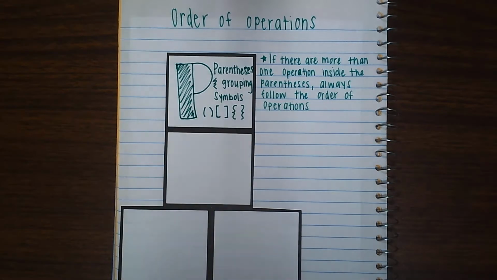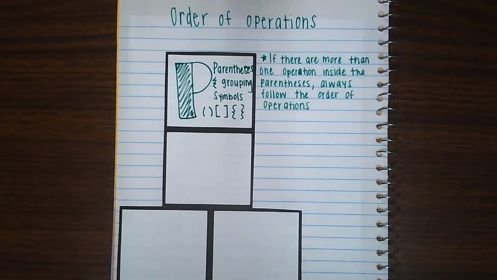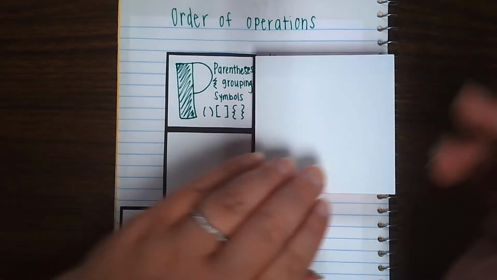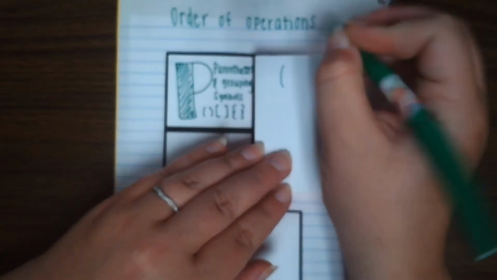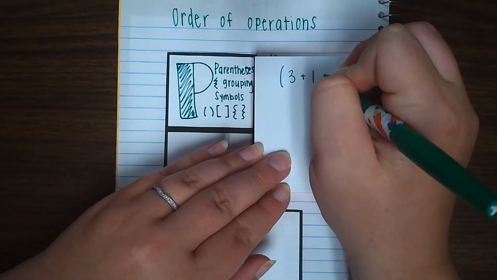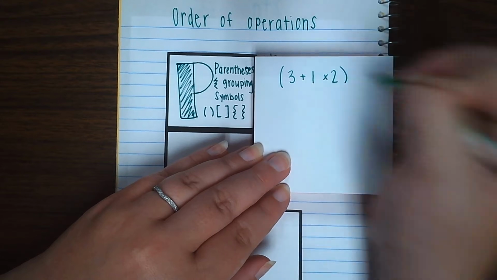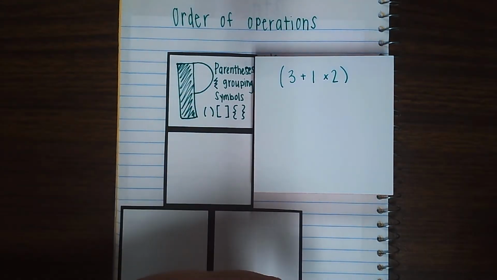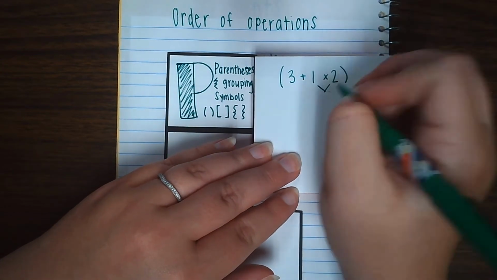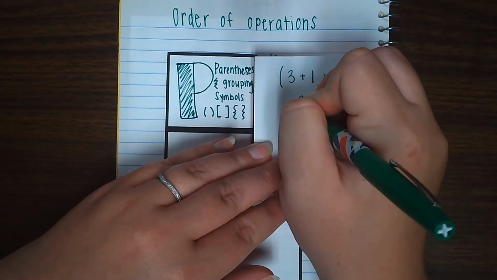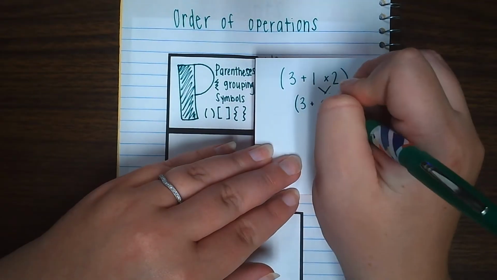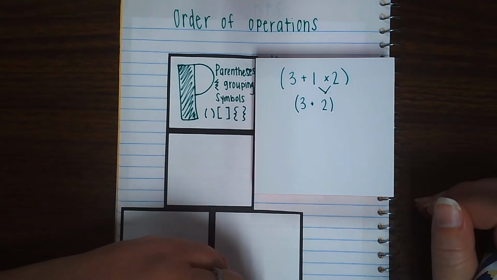So what that means, just for example, and you don't have to write this in your notebook, if inside of my parentheses it says 3 plus 1 times 2, I have to follow my order of operations. So I have to do my multiplication before I can do my addition. Okay? So that's all that means.